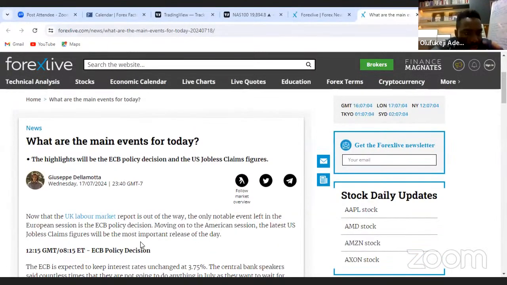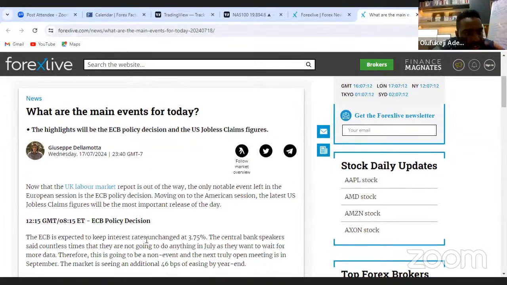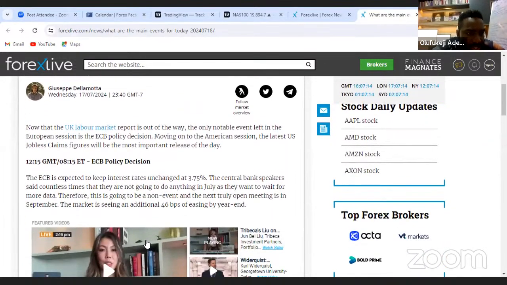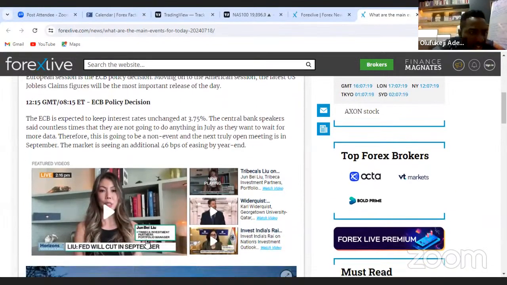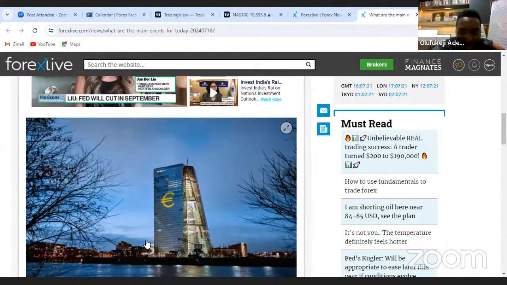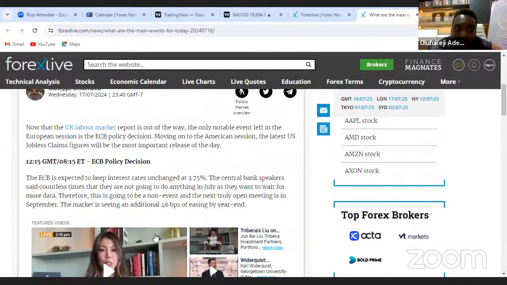Then you read through the news, say UK labor market is out of the way. Okay. Notable left is ECB. All right, we'll scroll. Interest rate, they say they're going to keep it the same at 3.75. All right. They're not going to do anything in July. So it's a non-event, meaning we don't expect much volatility. That's what the analysts are saying. It's going to be unchanged. So we don't expect much volatility. That means Euro will follow technicals because the fundamentals will not interrupt anything.